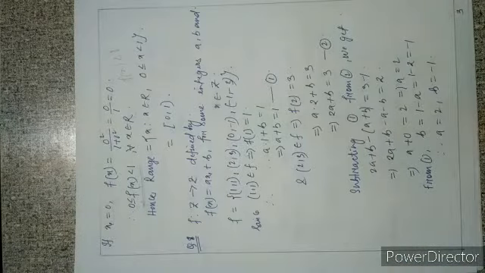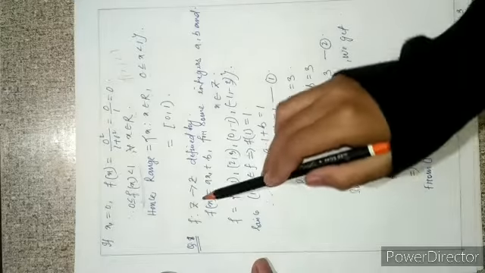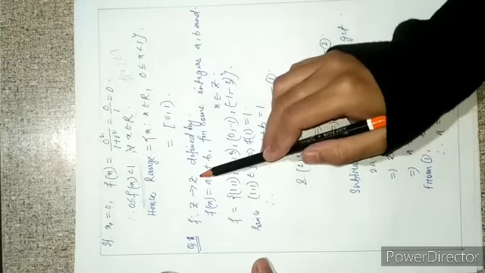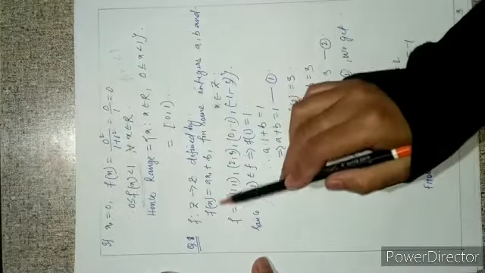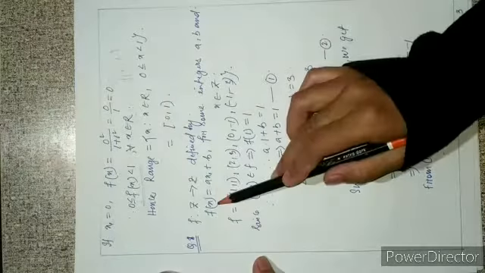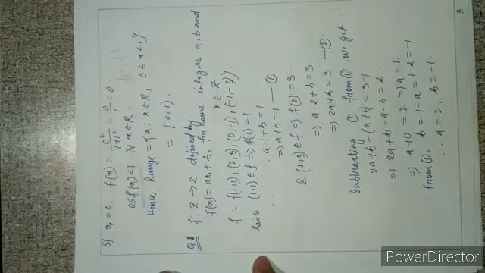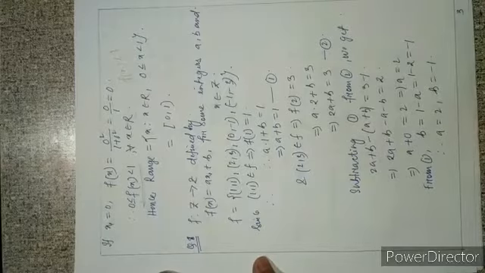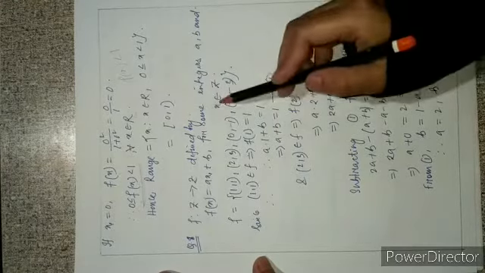Here f is a function defined from the set of integers to the set of integers, defined by f(x) = ax + b, for some integers a and b, and x belongs to Z.